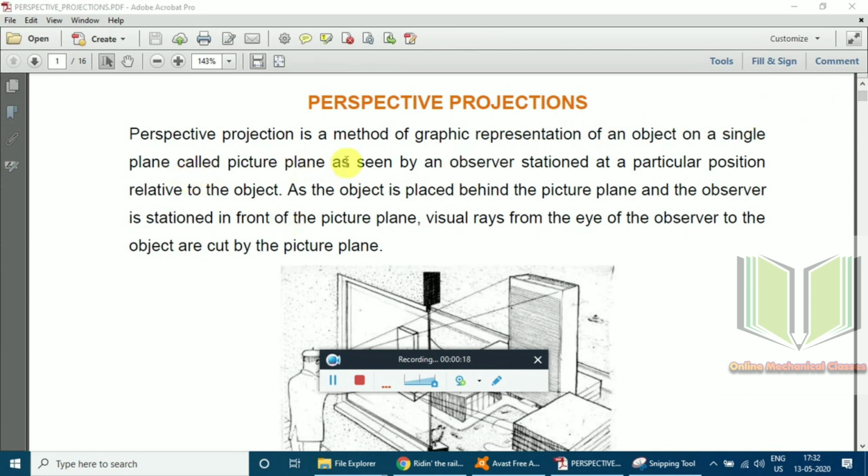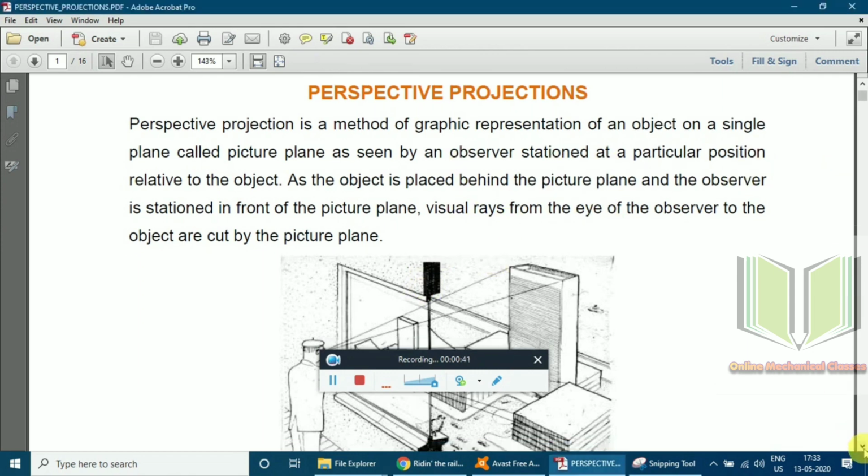Perspective projection is a method of graphic representation of an object on a single plane called the picture plane, as seen by the observer stationed at a particular position relative to the object. I would like to emphasize this word, particular position. First we'll start from the colloquial understanding, and then we can get into the in-depth knowledge.